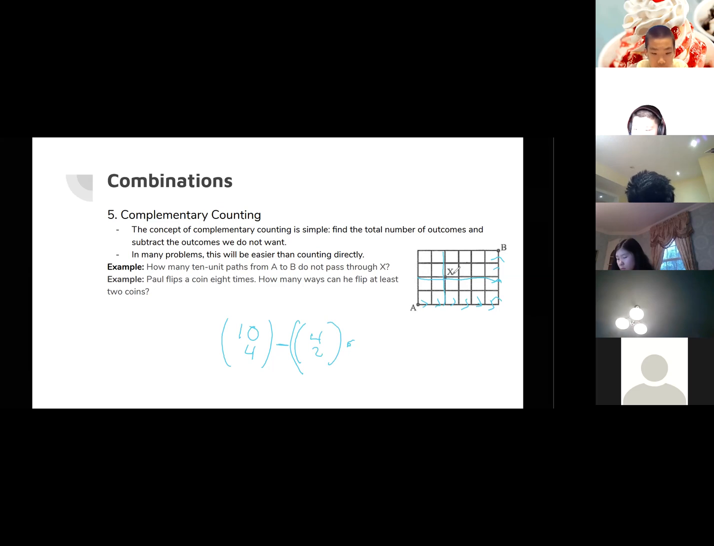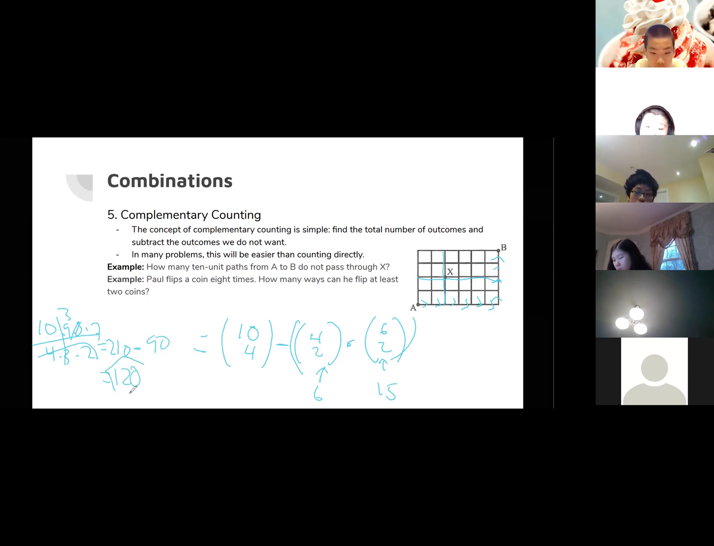And in this case, we have 6 total moves from X to B. 2 of them are going up, so it's going to be 6 choose 2. And if we just do the math, 10 times 9 times 8 times 7 divided by 4 times 3 times 2, this cancels, we get 210. 4 choose 2 is equal to 6, 6 choose 2 is equal to 15. So the product is 90, so it's 210 minus 90 equals 120. So that just shows the basic concept of complementary counting.